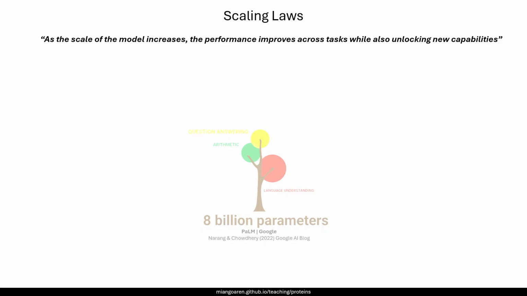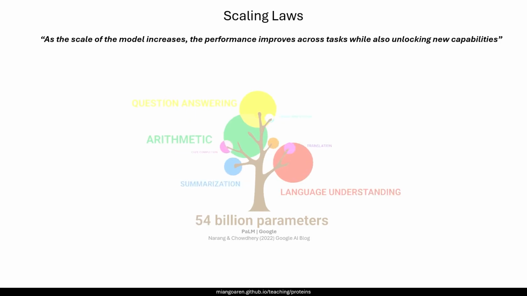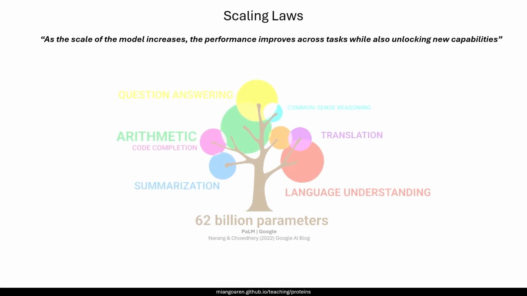That's 8 billion, but when we increase the number of parameters in our model to 62 billion, we see that its language comprehension skills improve considerably, along with others such as arithmetic and question answering. But new skills also appear, such as translation or the ability to generate summaries.